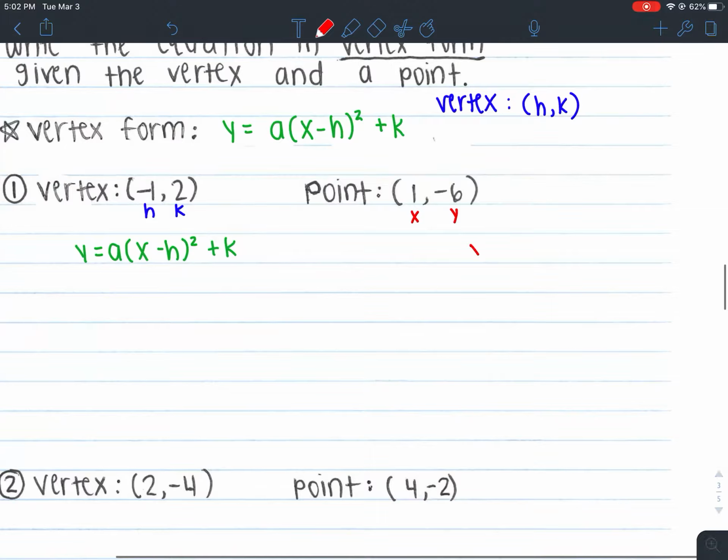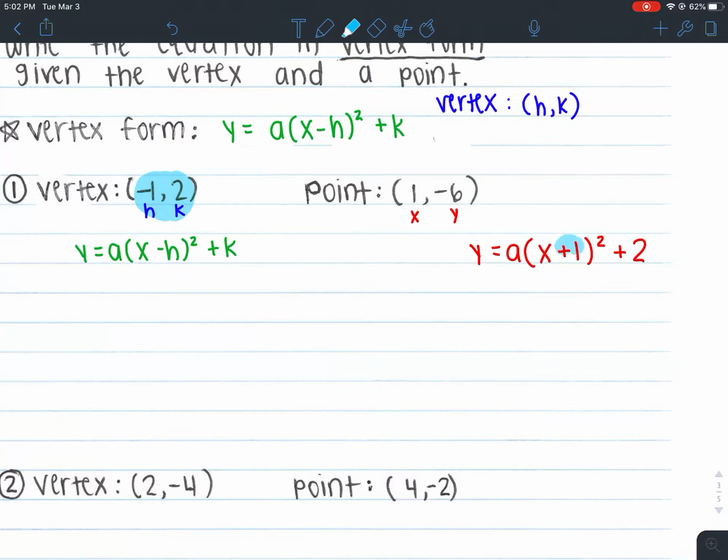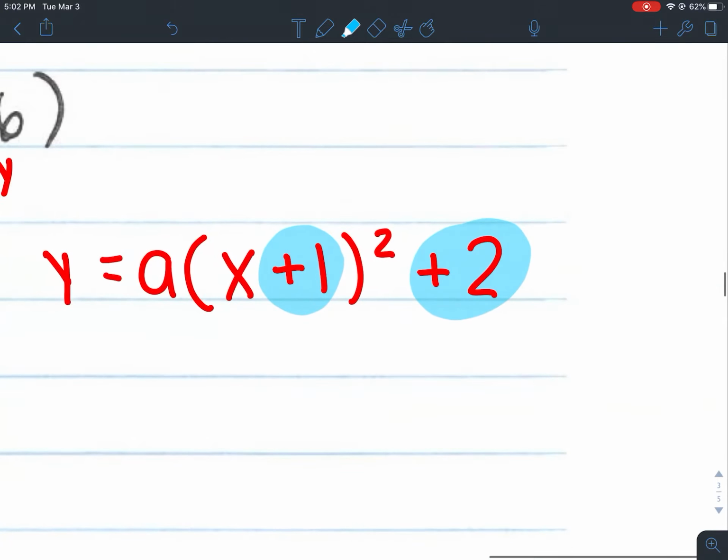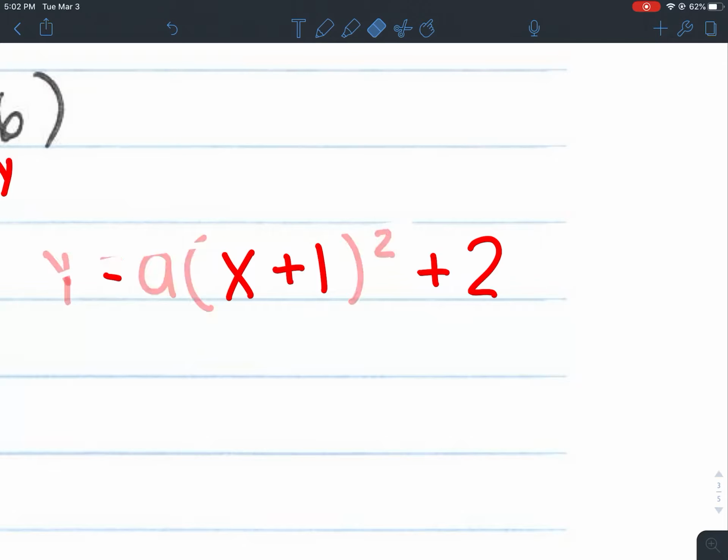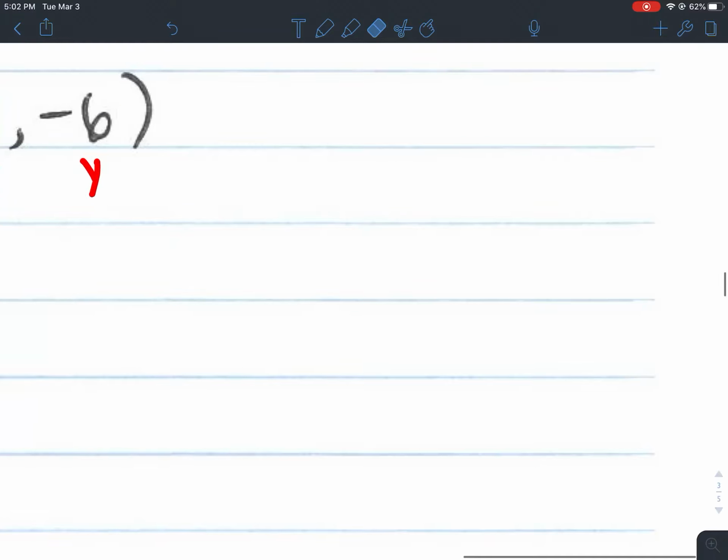Because if I were to write out vertex form, all I have is the vertex. So I have a(x plus 1) squared plus 2. What have I done? I've plugged in my vertex right here. And remember, your h is always the opposite sign. So this is all I have. I'm missing the a, so I have to go and find it. That's our task here.